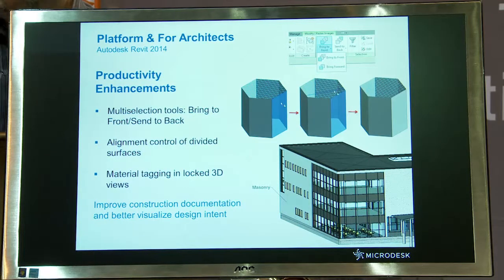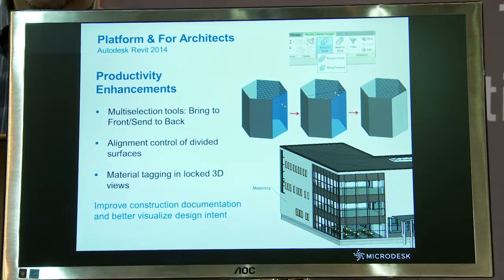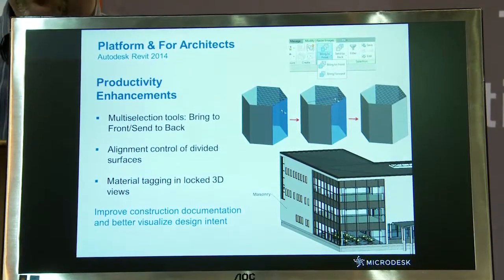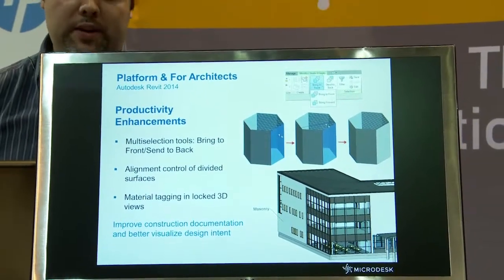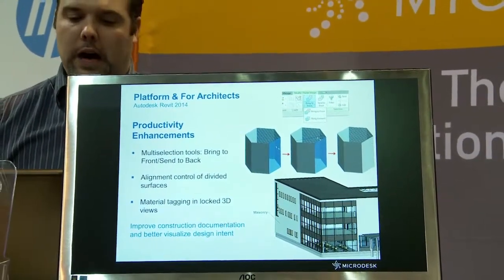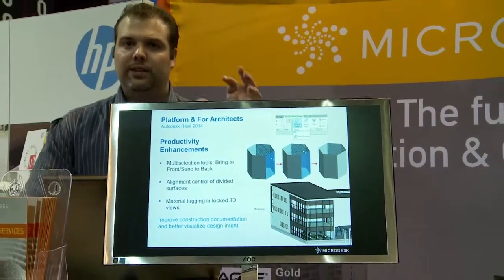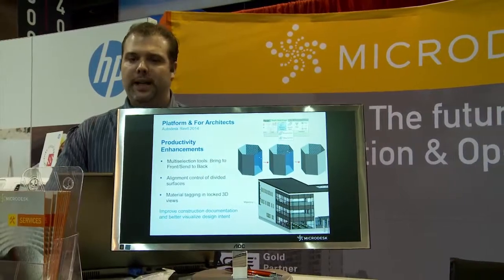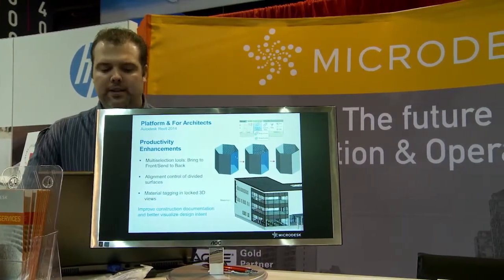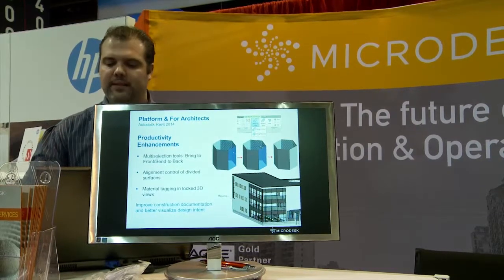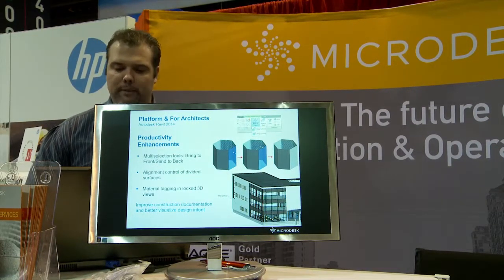So there are some additional productivity enhancements, such as aligning objects, which can now be done with adaptive components. Some of the things you can do is align surfaces. Another additional feature that they added a couple of years ago was the ability to tag and annotate in 3D. You can now tag the materials as well. So this is something that enhanced the level of graphics that you used to have before.